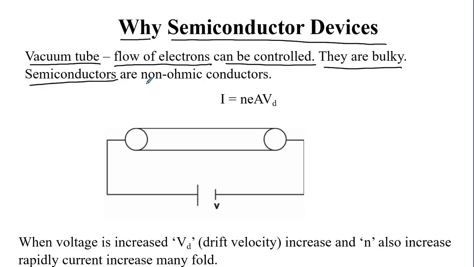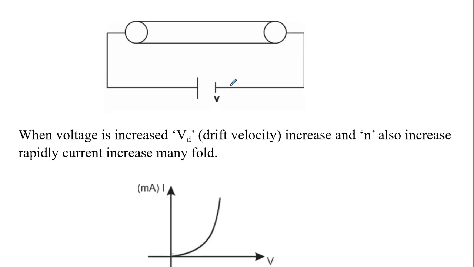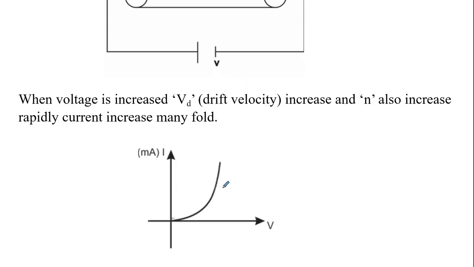Semiconductors are non-ohmic conductors. That is, their current varies non-linearly with applied voltage. That is, their current can be controlled by changing the voltage. So, this acts as an active device. By varying the voltage, you can change the current non-linearly.